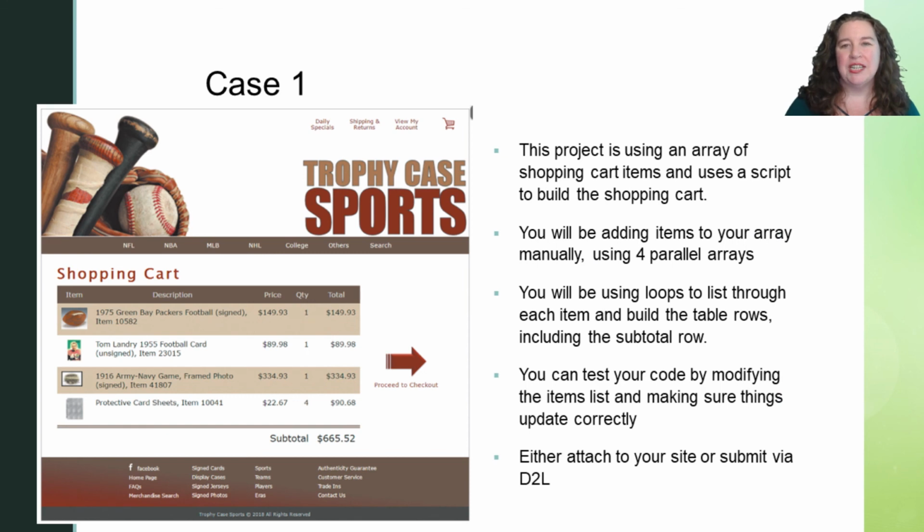Our case 1 project is going to be using another array of shopping cart items, and we're going to use a script to build that shopping cart. You're going to be manually adding these items into your array, so I want to make sure you understand how to get things into an array and understand how that's designed. So you're going to build 4 parallel arrays. One is going to be the item index, one is going to be the description, one is going to be the price, and one is going to be the quantity. You are going to calculate the total based on the quantity and the price. So you're going to be building in your code each of these 4 rows in your table. You're also going to be doing the subtotal at the bottom. When you're finished with this, go ahead and attach it to your site or submit for D2L.